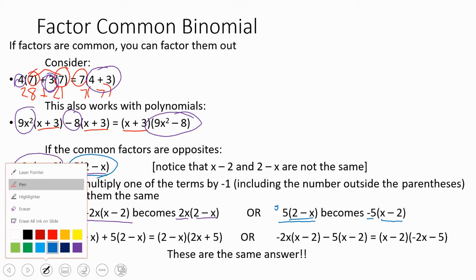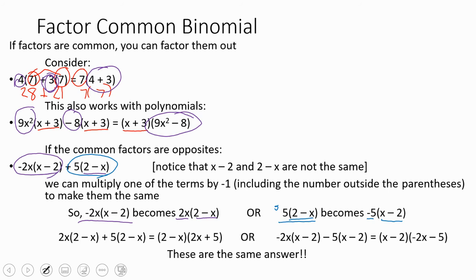Now, once you do this, instead of x minus 2, now we have 2 minus x. Okay, so I took this term and I switched it with my new term. So now my 2 minus x's are the same. From there, you just do the same thing. So now we have 2 minus x.